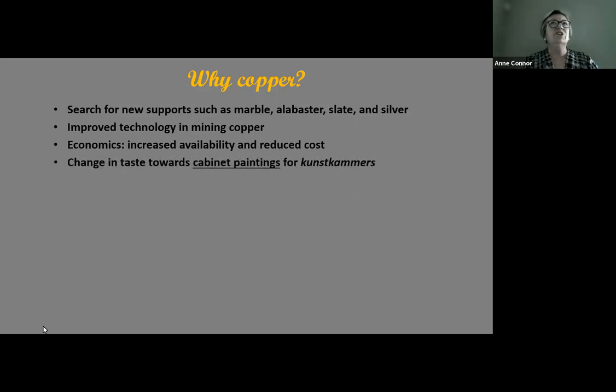There is a change in general for smaller paintings to go towards cabinet paintings for Kunstkammers. Kunstkammers are these little rooms where you hang small paintings, and you also had collections that were displayed. And these cabinet paintings could be looked at really close, much closer than when you have a very large painting.